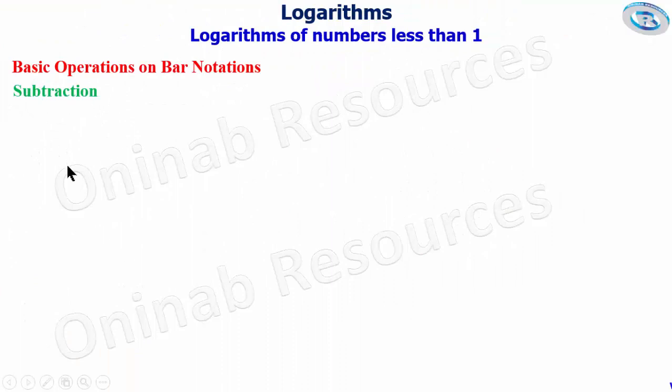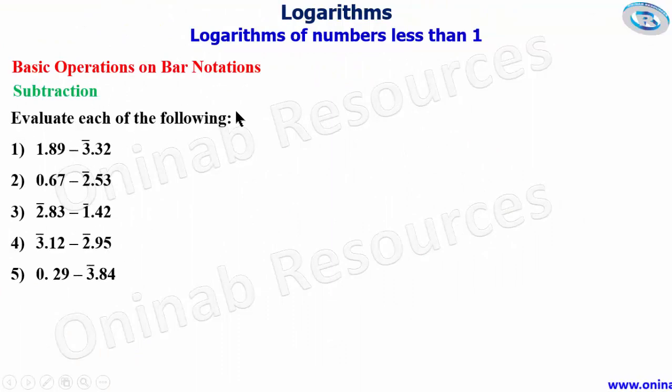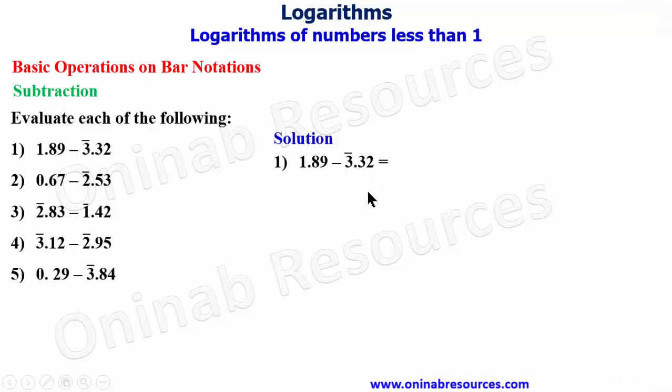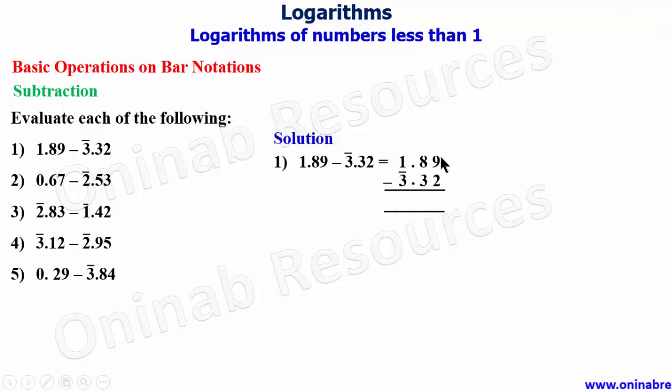For subtraction, we have to evaluate each of the following. In our solution, we start with problem 1: 1.89 minus bar 3.32. We arrange in a tabular form again, 1.89, then minus bar 3 is coming under 1. Place our point, the 3 is coming under 8, and the 2 is coming under 9. So we start subtracting from the last digit. 9 minus 2 gives 7. 8 minus 3 gives 5.